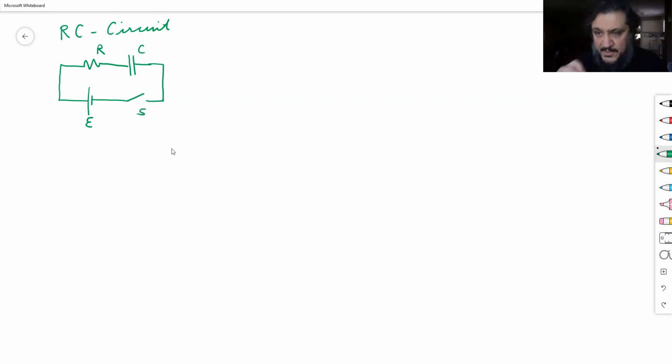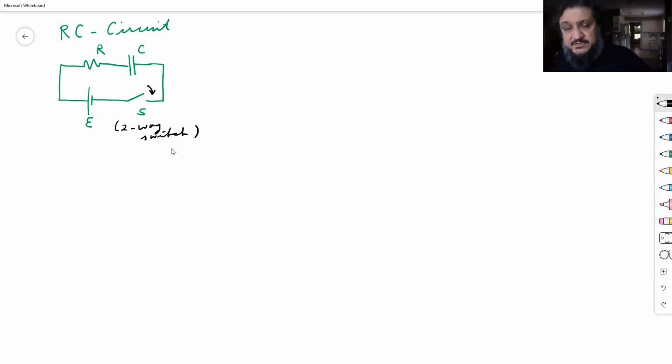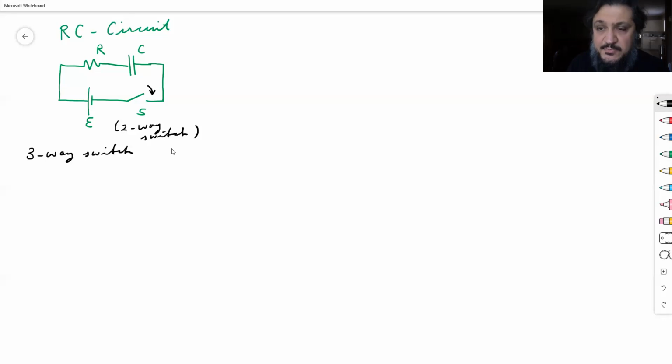Switch S. A two-way switch. It's either on or off. Close the switch, it's on. The circuit is complete, or bring it to the off position and you have an open switch. As opposed to maybe a three-way switch. Or you can call this one-way switch. It's either on or off, or two-way switch, which would be something like this.